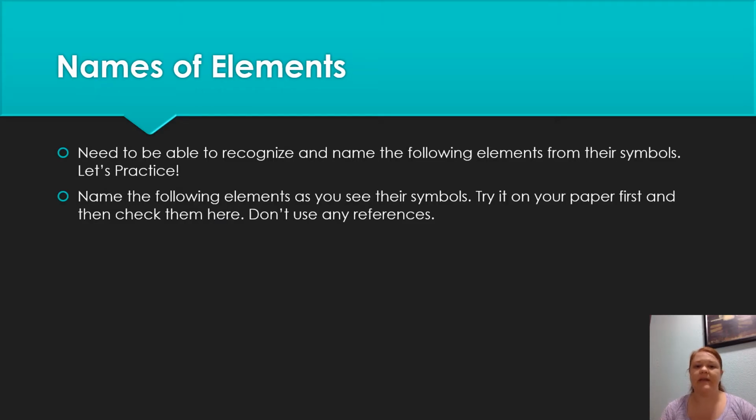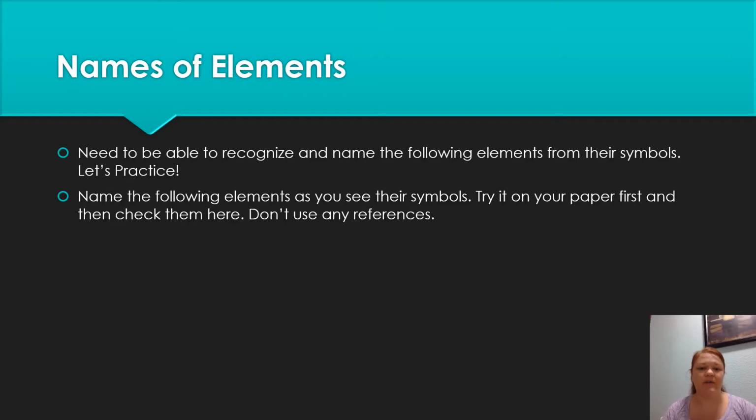All right, let's start with the names of the elements. This is something we're pretty familiar with from our previous chemistry class, but we need to be able to recognize and name the following elements from their symbols. So we're going to do a little practice. Take a minute, pause the video, and on your guided note sheet, try and write out the name of the chemical symbol that's given to you. Try not to use any references, and when you're ready, we'll come back and check them.